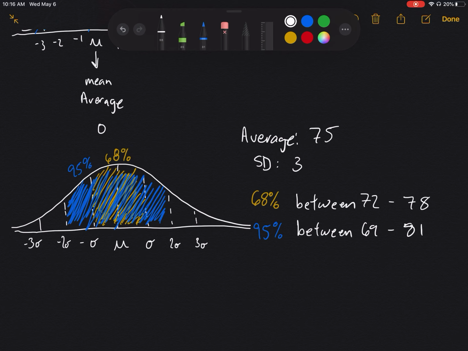Okay. The third one we'll look at is our third standard deviation out. So all of this in here. That is a 99.7% chance.